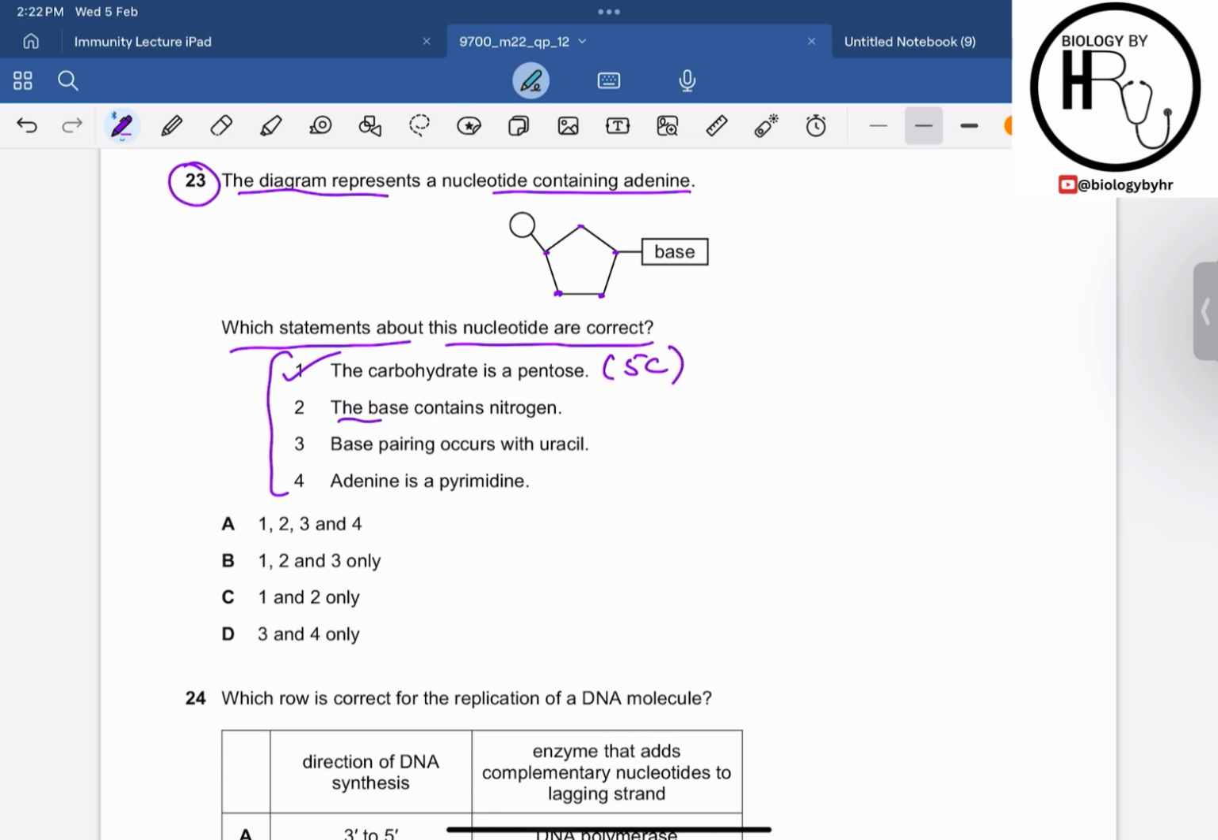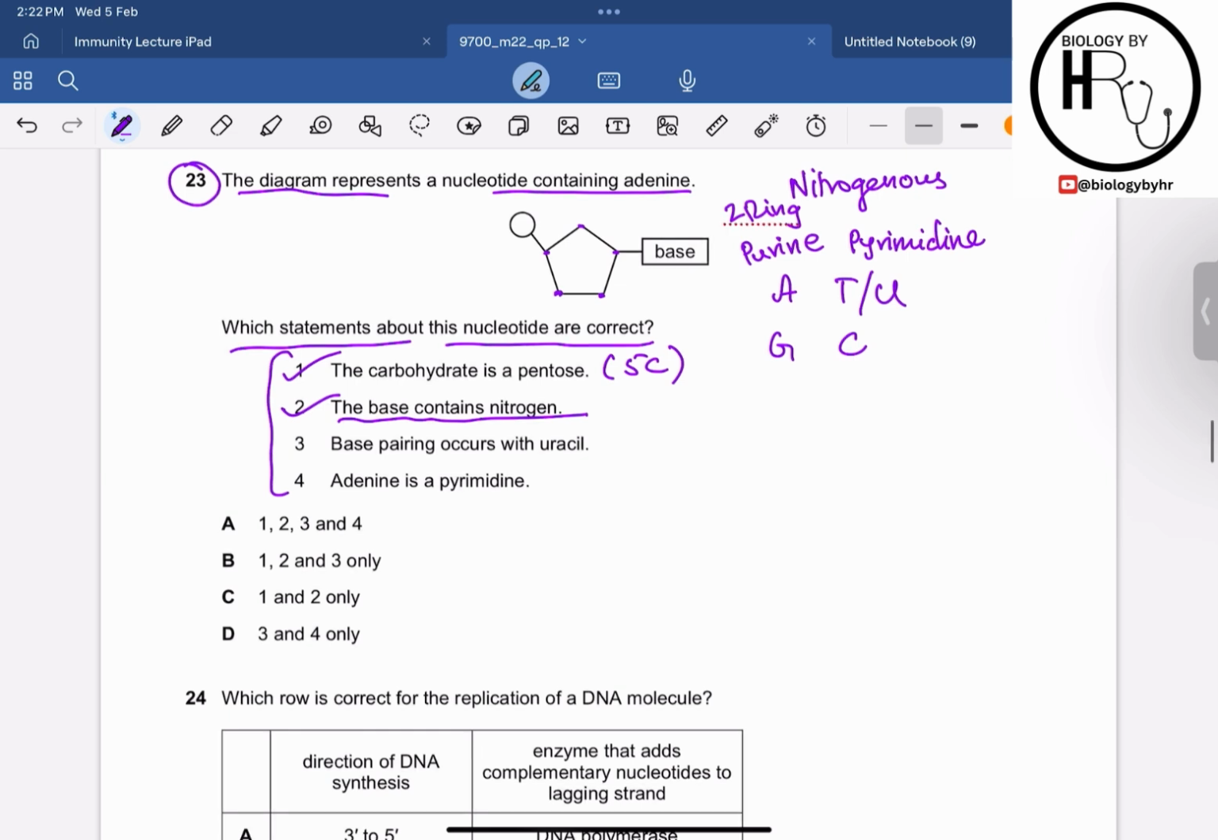Then it says that the base contains nitrogen. Yes, we know that all the bases, A, T, G, C, or U, which are adenine, thymine, uracil, guanine or cytosine, are all nitrogenous bases, right? Adenine and guanine are the purine bases, and thymine, uracil and cytosine are the pyrimidine bases, right? Purines consist of a two ring structure, and if I talk about the pyrimidines, they consist of a one ring structure, right?